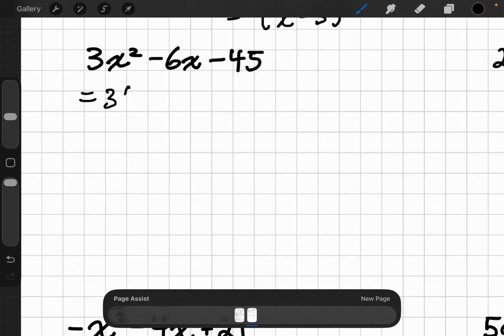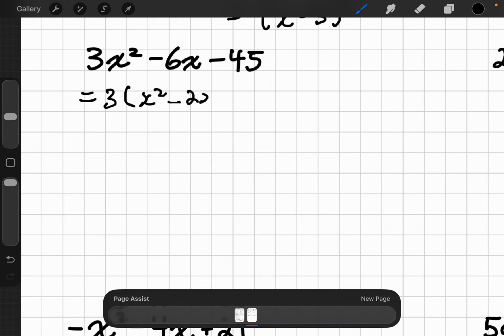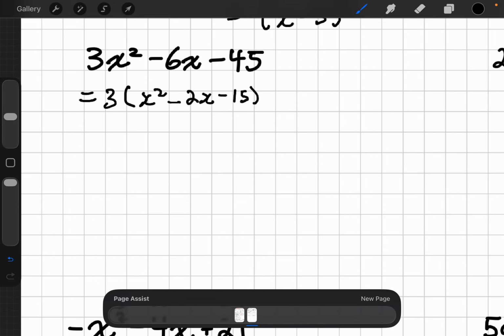So we can first factor it into this: 3 times x squared minus 2x minus 15, right? Divide all these by 3. x squared, negative 2x, and negative 15. Now we factor this trinomial here.